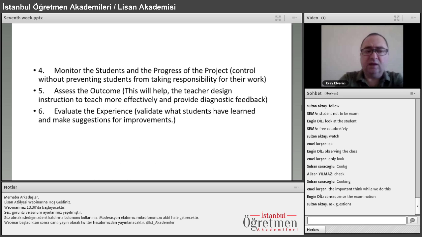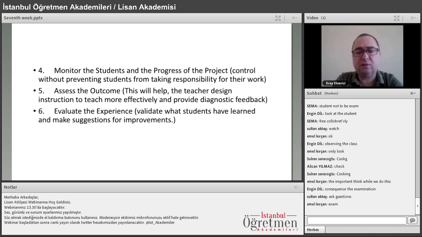It says evaluate the experience, which means validate what students have learned and make suggestions for improvements. Which means that when you're having a school project, a project-based learning activity, when you monitor the kids and assess their outcome and evaluate what's going on, you'll have a chance for them to develop their own learning system. Okay? So, I think we can move on to the next step.